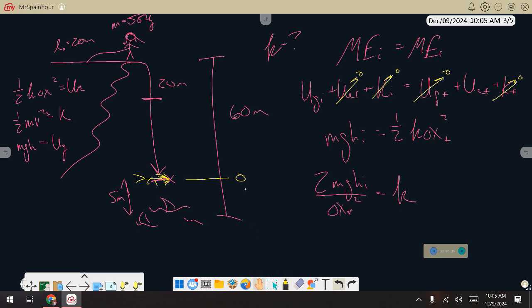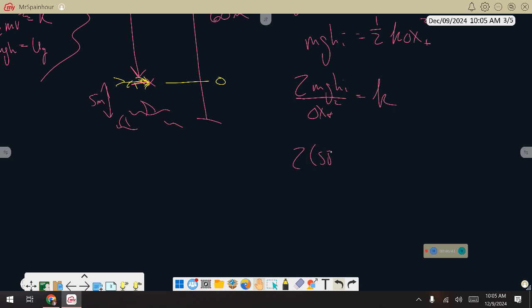So plugging this in really quickly here, we have 2 times 55 kilograms times g times height initial, 55 meters, all over 35 meters squared. What do you get? 1,694? That seems too big. 4.49? That seems too small. No, it's 48.4. That's just right.